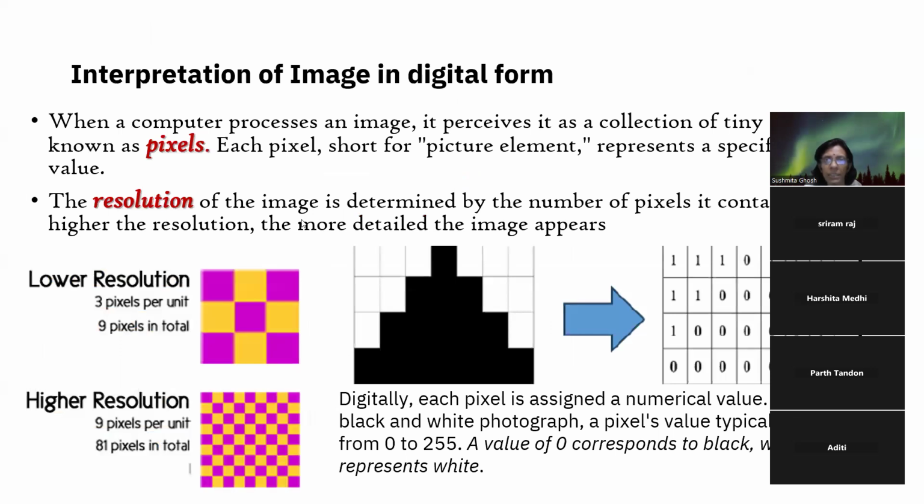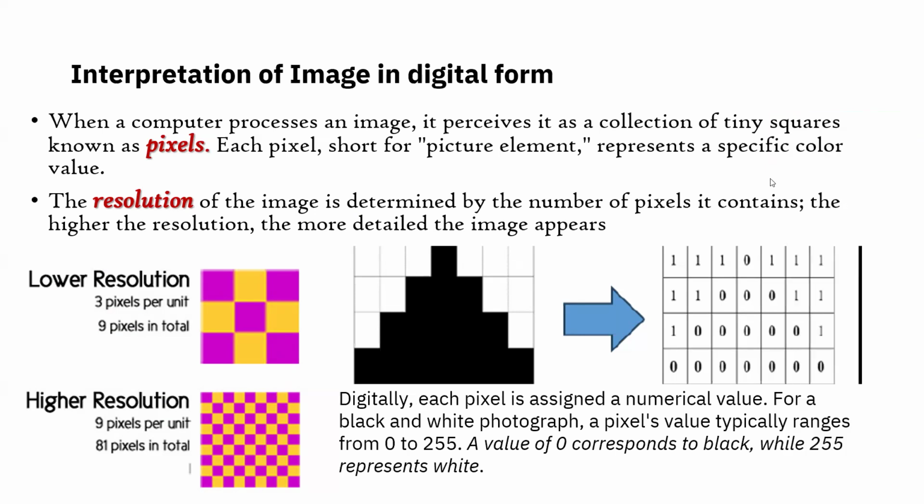Now let's understand how the machine understands an image. What is an image in a digital form actually? We humans have our own way of understanding it, but for the digital form, what is the significance of a picture for the machine? How do you understand a picture in a digital form?